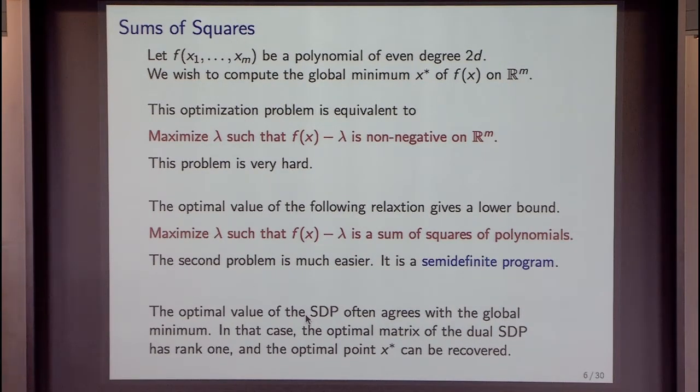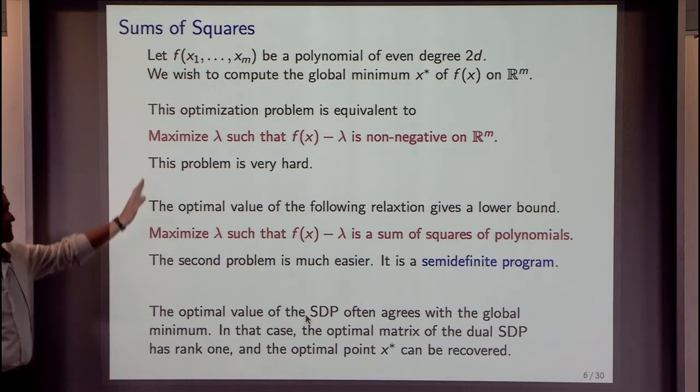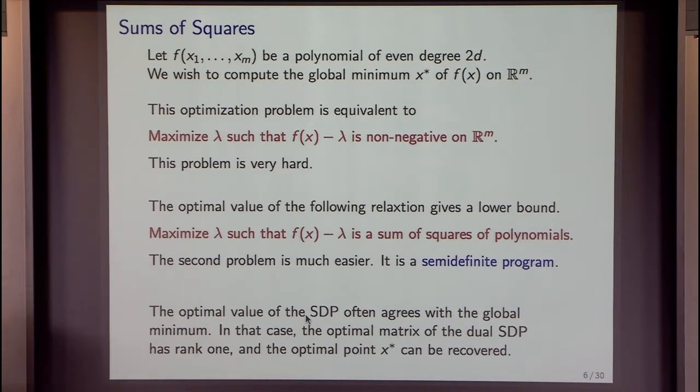Empirically, it often happens that the optimal value of the SDP agrees with the global minimum. So it is not the case in general that these two problems are equivalent, because not every non-negative polynomial is a sum of squares. But it seems to be the case that frequently when we run this, we will be at the optimal point. At that optimal point, we're often lucky.